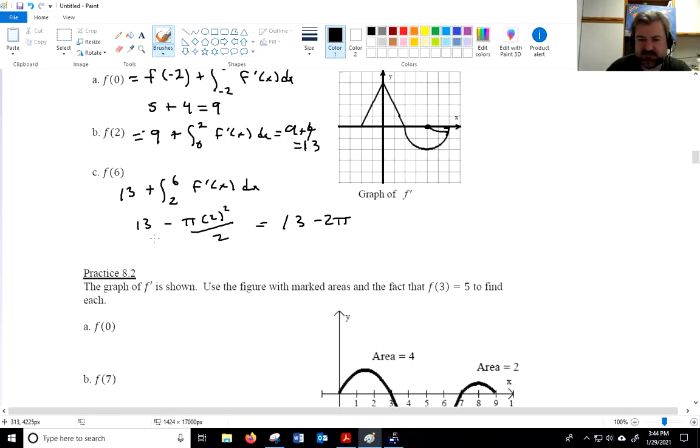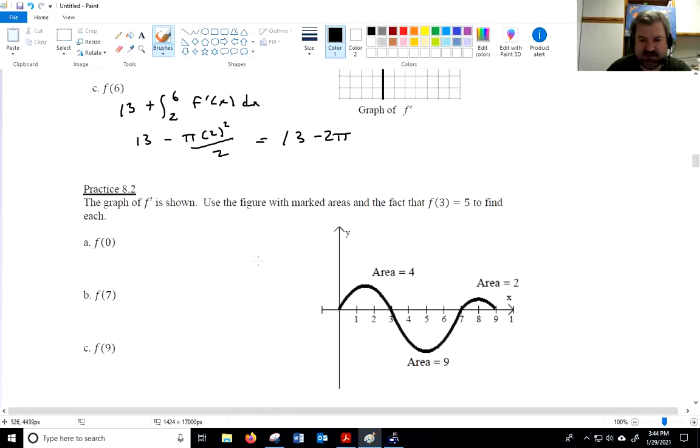All right, got a practice problem for you to do. Please pause the video and give it a try. Notice they're telling us the areas of each of these little regions here. They're not telling you whether they are positive or negative, though.